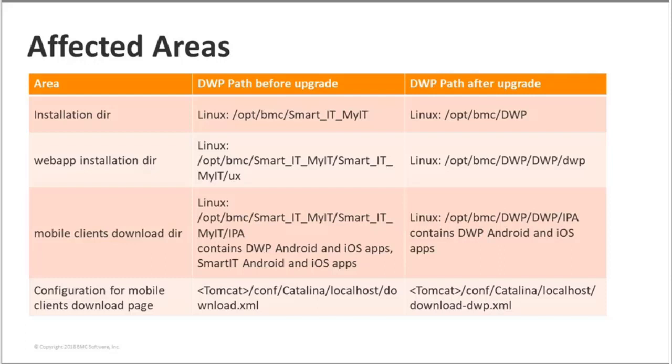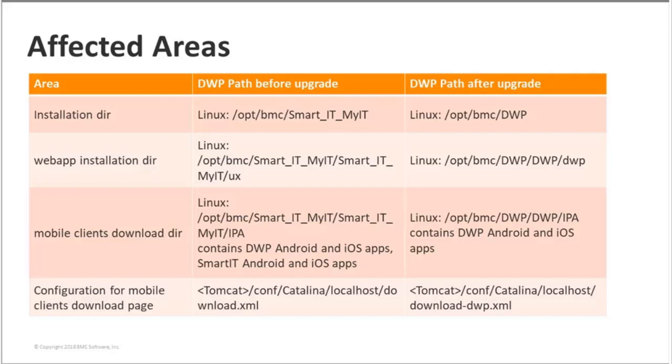The next one is the web application installation directory, and this is something you will notice if you're deploying patches and hotfixes, that we have the deployable app. We used to call it the UX. Now we are calling it DWP, which is Digital Workplace again. So the path change there is from /opt/bmc/SmartIT/MyIT/SmartIT_MyIT_UX to /opt/bmc/DWP/DWP. So that's where your deployable app is.